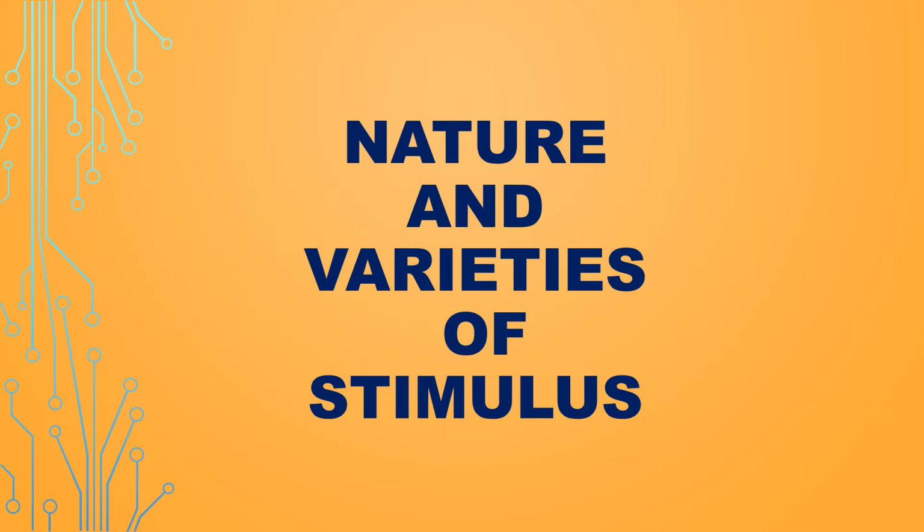In the previous video, we learned about sensation, attention, and perception. Sensation is the simplest form of cognition, and it is the impression produced in the mind by a stimulus. So in this video, we will be learning the nature and varieties of these stimuli.